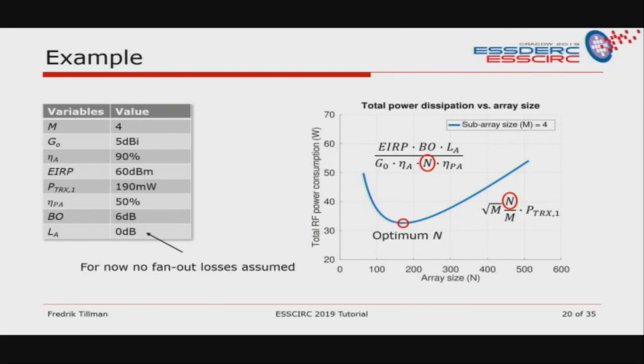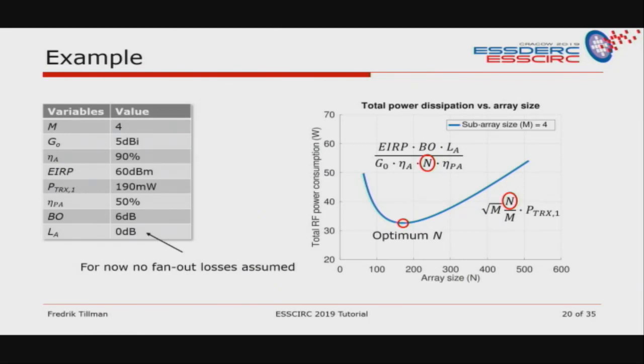So it's just a number, and you also see we have the back-off of 6 dB for the OFDM, and then we have assumed as a first step no fan-out loss. So here we disregard the fan-out loss. We assume that you don't have any power dissipation due to the antenna array at this stage of the analysis. And if you plot this as a function of the total number of patches in the array, you see that the total power consumption will have this banana shape with a clear optimum, actually.